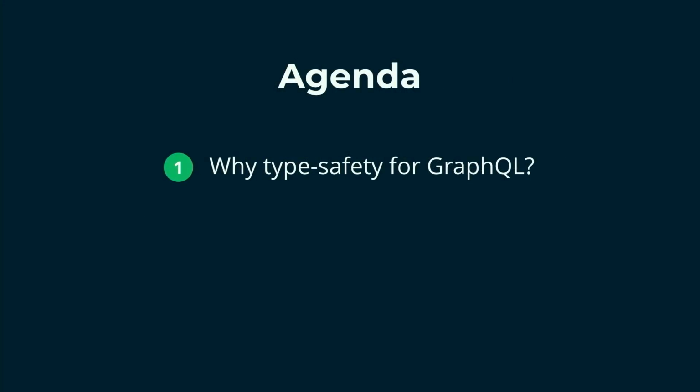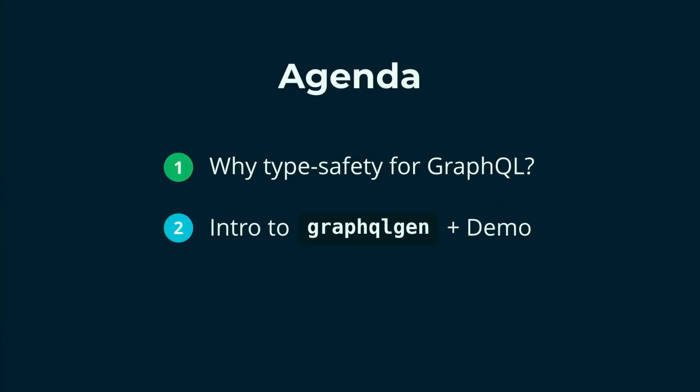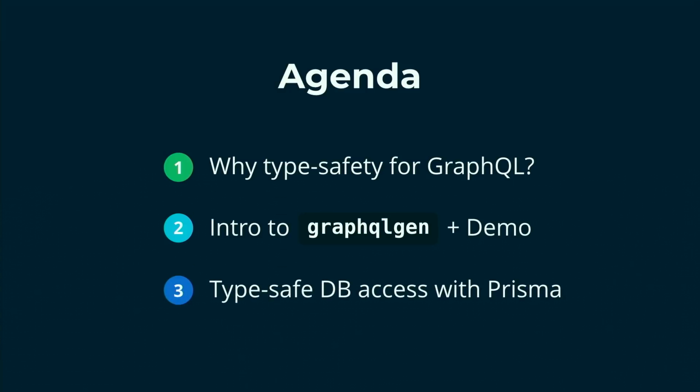Today I want to talk about GraphQL servers, but specifically about building type-safe GraphQL servers. So the agenda is, first, I want to talk a little bit about why type safety matters, and specifically why type safety matters for building schema-first GraphQL servers. We'll look into a tool called GraphQL Gen, which allows you to build type-safe GraphQL servers, and we'll also see that in action in a live demo. And afterwards, we'll also see the benefits of type-safe database access, what you can do with Prisma.